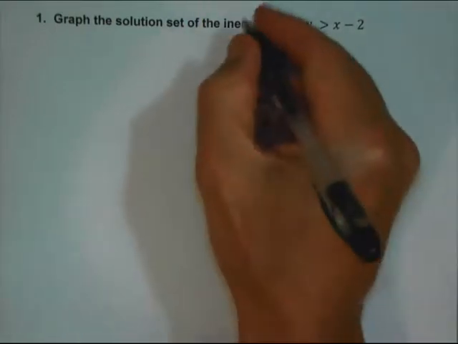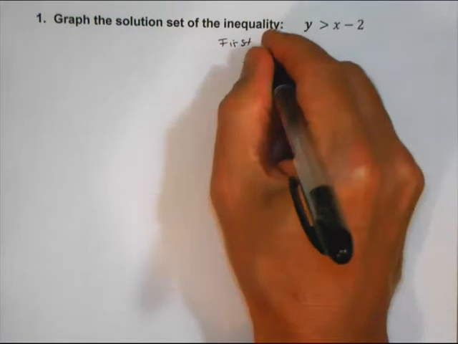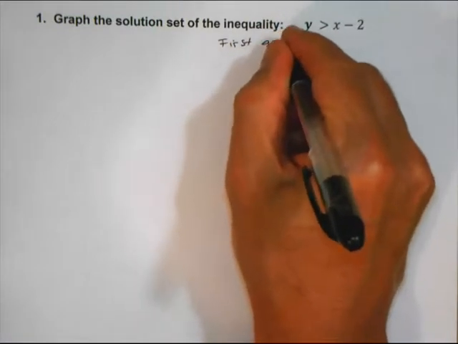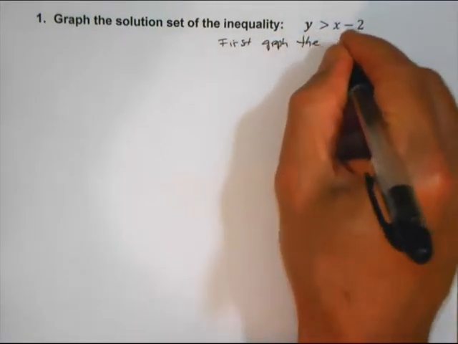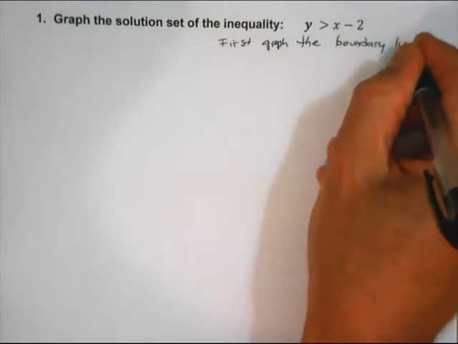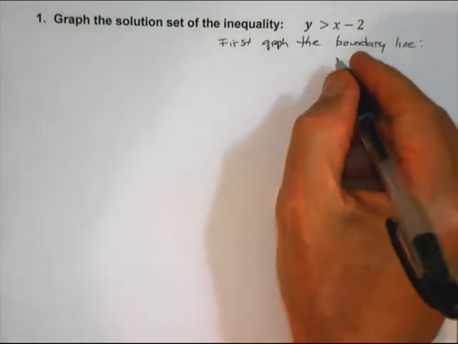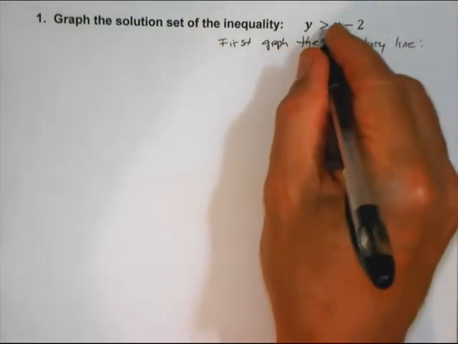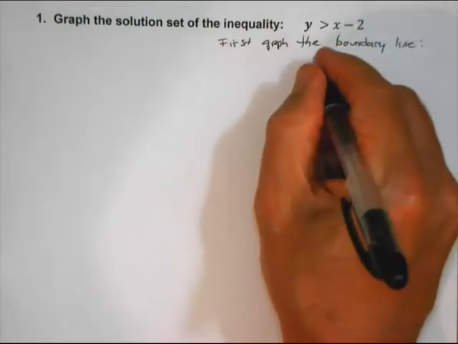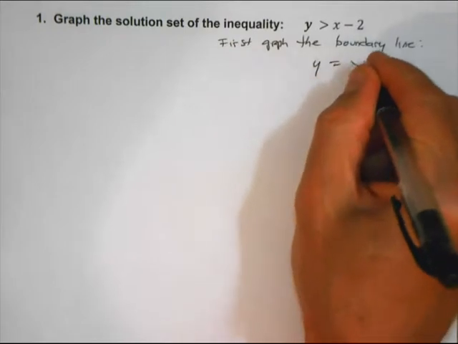Well, we can begin the graph by first graphing the boundary line. So first, graph the boundary line. You obtain the boundary line equation by just replacing your inequality symbol with an equal sign. So the boundary line here will be the graph of y equals x minus 2.